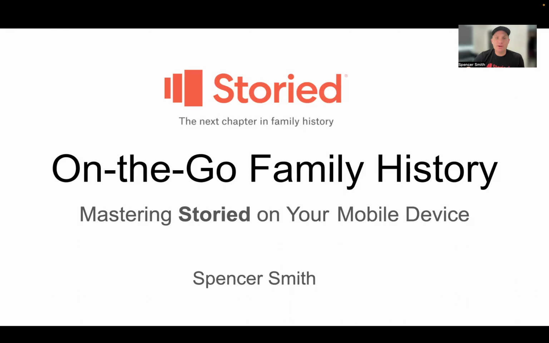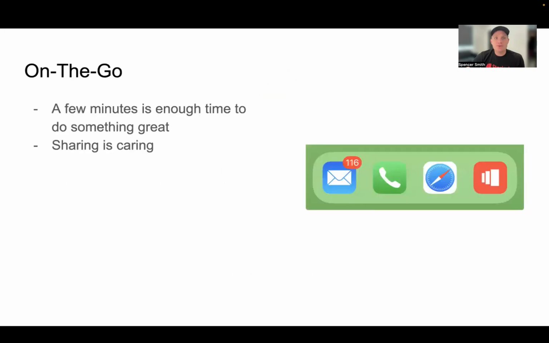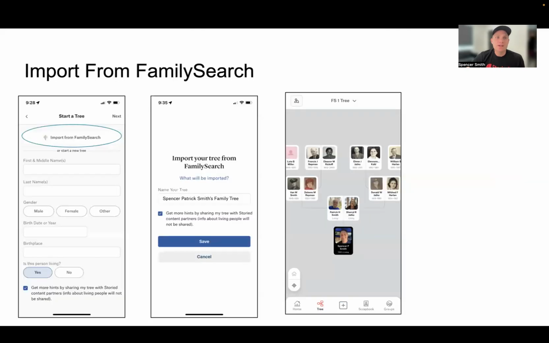Today, I wanted to talk about what we've been working on in the mobile app and how we're helping you do family history and to share that with others. So first off, on the go family history, there's so much you can do in just such a short amount of time. And sharing is caring. We're making the mobile app very easy to share and interact with your family and other loved ones about the findings you have, the findings they have, and piecing that together into something great.